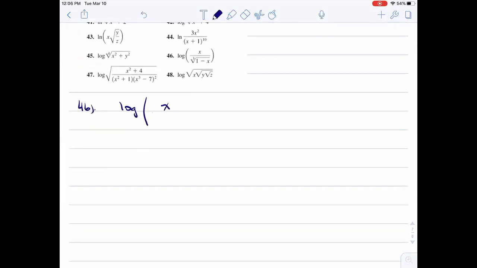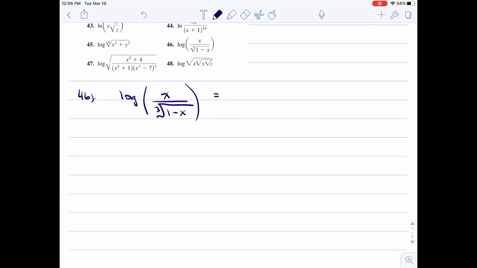log of x over the third root of 1 minus x. You're going to start from the outside and work your way in. And so here at its core, I've got a fraction, right? X over the third root of 1 minus x. And so if I've got a fraction inside, then I can split this up by subtracting the logs of the same base. And we're working in log base 10 because it's just logs. So I'm going to do log of x minus the log of the third root of 1 minus x.